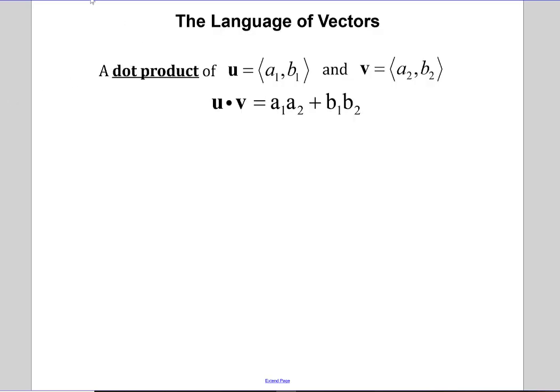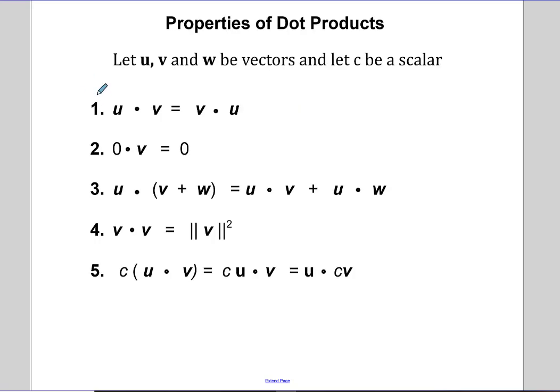So let's look at the operation of dot products. A dot product of a vector u and a vector v, you notice that we multiply the a components and then multiply the b components and then add those two products together. Here's some properties of dot products that you can refer to on your homework or as you need.